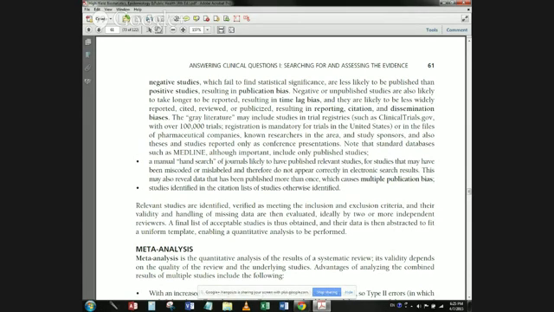Relevant studies are identified, verified as meeting the inclusion and exclusion criteria, and their validity and handling of missing data are then evaluated, ideally by 2 or more independent reviewers. A final list of acceptable studies is thus obtained, and their data is then abstracted to fit a uniform template, enabling a quantitative analysis to be performed.